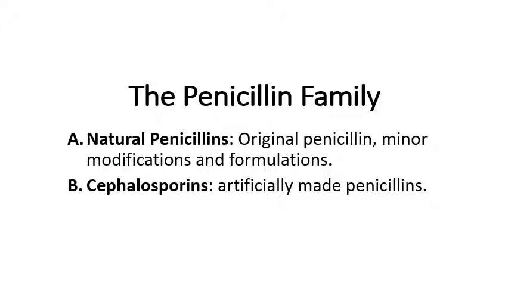All right, so now let's talk about the penicillin family. We'll start with the natural penicillins. This is the original penicillin plus some minor modifications of the original penicillin plus some different formulations of the original penicillin. And then we'll move on and talk about the cephalosporins. The cephalosporins are an artificially made version of penicillins that are harder for the beta-lactamase enzyme to break down.